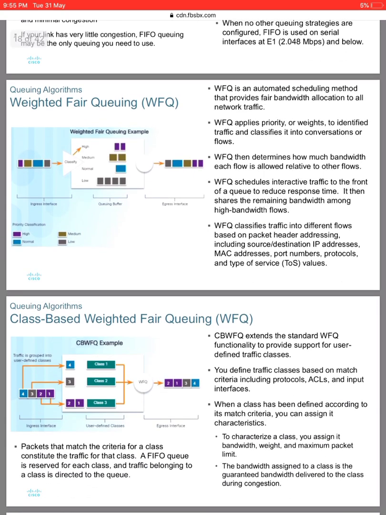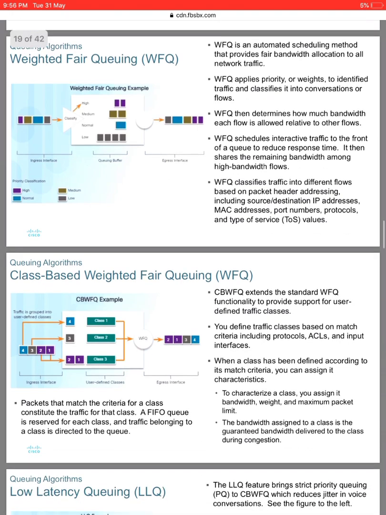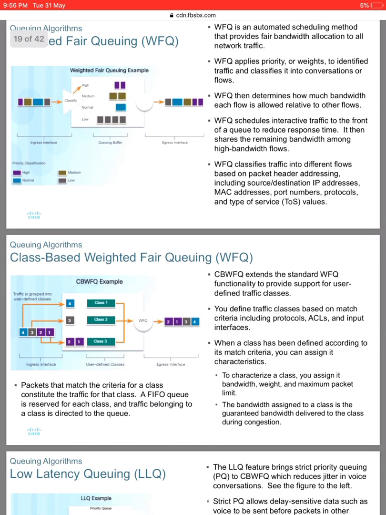Weighted fair queuing, WFQ, is an automated scheduling method that provides fair bandwidth allocation to all network traffic. WFQ applies priority or weight to identified traffic and classifies it into conversations or flows. That is my summary.